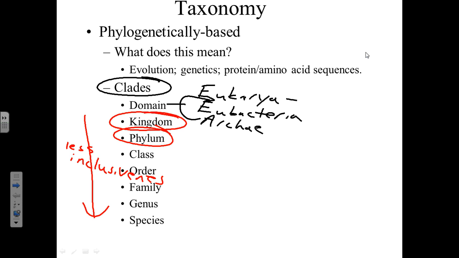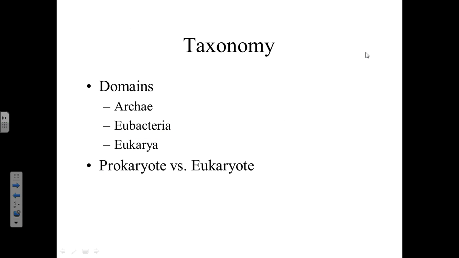And if two things share the same family, what does that probably mean about those two things? They're really closely related. If they share a genus, they're even more closely related. If they share the same species, they are the same thing, right? So that's the way the system is set up. Remember prokaryotic versus eukaryotic.